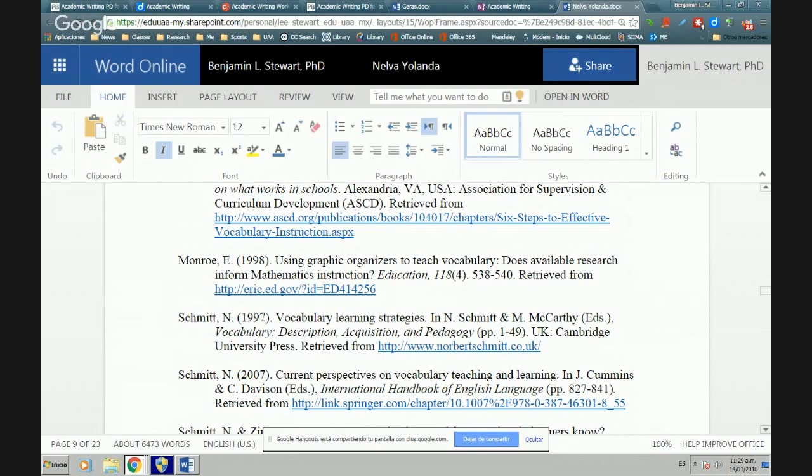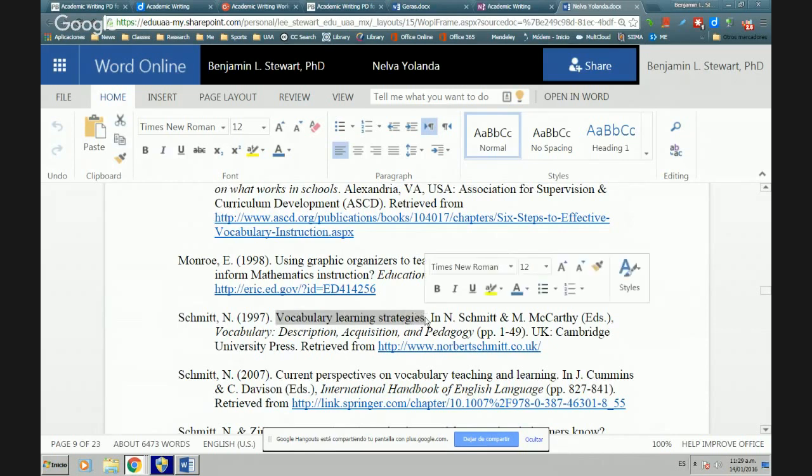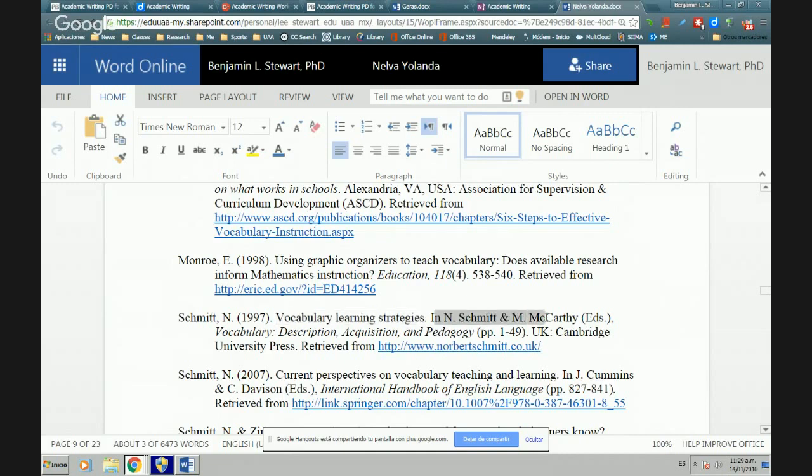So this is the year of the book. Vocabulary learning strategies is the name of the chapter that you wrote in the same book. The name of the chapter, and the titles. And then we have Schmidt and McCarthy.